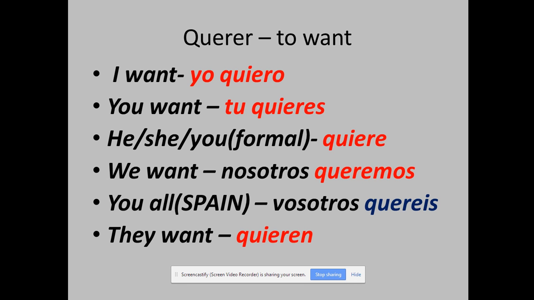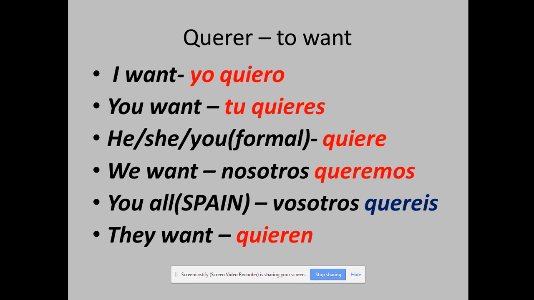Now we're going down to the we form. Nosotros queremos. And then we're going to go down to the they form. Ellos quieren. All right. Hopefully you got those down. If not, push pause and get them written in.